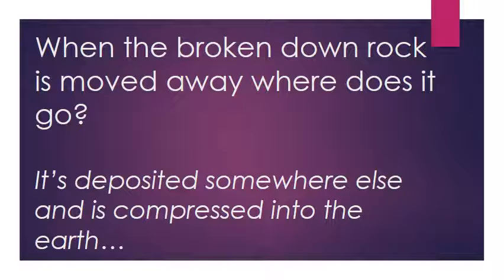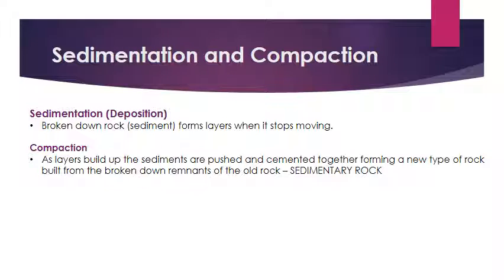Okay, when the broken down rock is moved away, where does it go? Well, it has to be deposited somewhere else. After a while, so many layers get layered on top of each other that they start compressing each other and pressing down into the earth. So the last part of this cycle that you're going to learn about is sedimentation and compaction. Sedimentation is where things are deposited somewhere else, and compaction is where layers build up and up and up, and they start pressing down on each other, and eventually you get those layers in a smaller form.